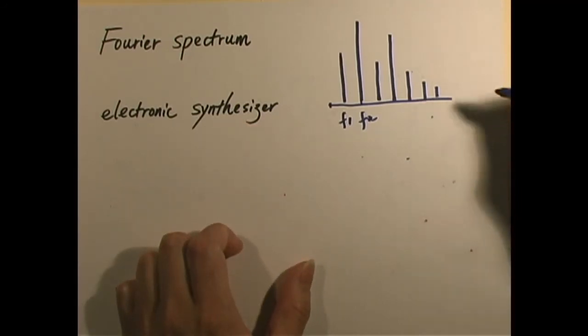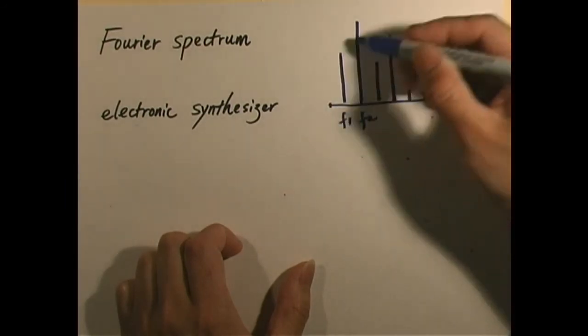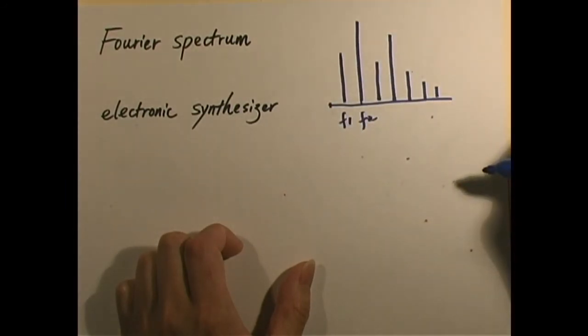Okay, so what is the difference between a good electronic synthesizer or a mediocre one? Well, a good one uses even more. You keep on going. So you have basically more terms from the Fourier series in order to have a more detailed, more faithful representation of the Fourier spectrum of the flute.